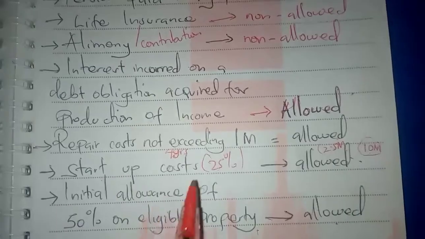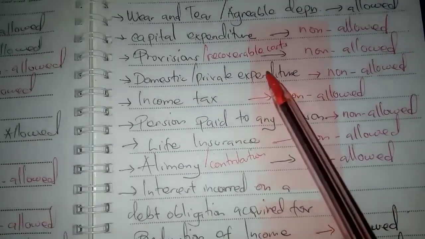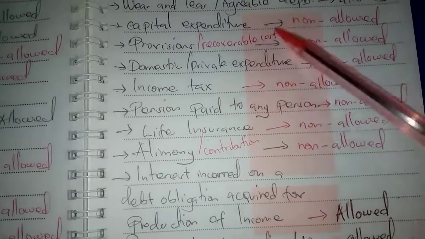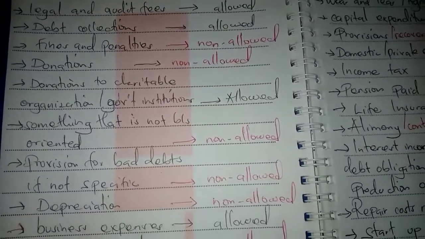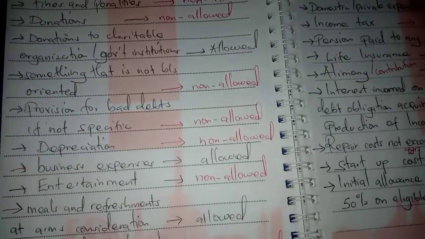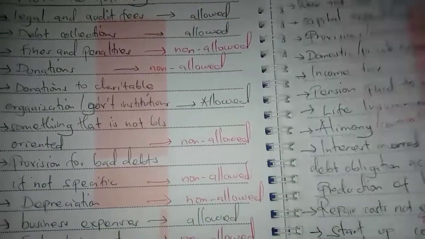So these are the most common ones. You should take note of them. Wear and tear, all these. You should take note of them. If you master them, you'll be able to do a number on business income.